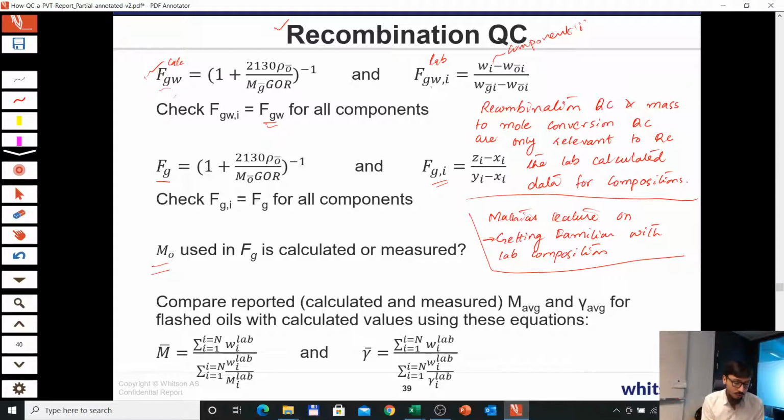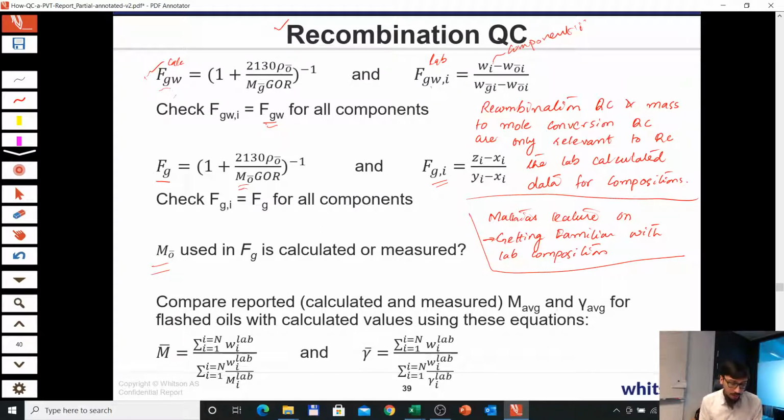So in this FG value here, you can see that we have an average molecular weight of the oil. PVT labs generally measure oil molecular weight, but usually, when they calculate this FG value, the oil molecular weight they generally use in this equation is a calculated value. And that's something Matthias also mentioned in the lecture. We can just do a very small recap of what he covered in the lecture and what we are discussing on this slide.